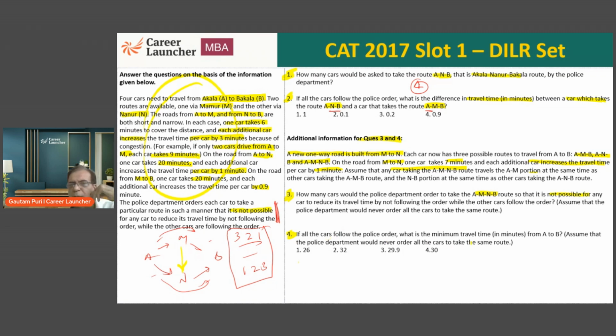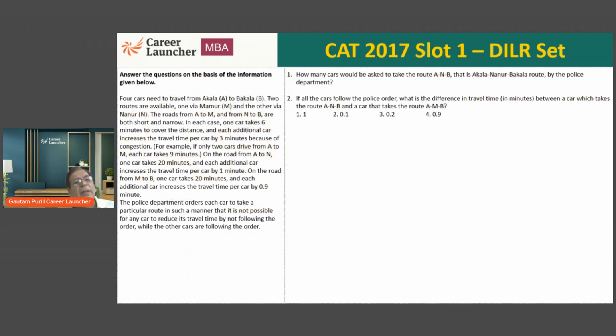If the car follows, what is the minimum travel time in minutes from A to B? Great, so it's a doable set. In the worst case, I may need to make cases, but it is quite possible I may not need to do any of that. Even if I have to make the cases, there are only 3 cases which are possible. So let's now look at the information again and start solving the data set.